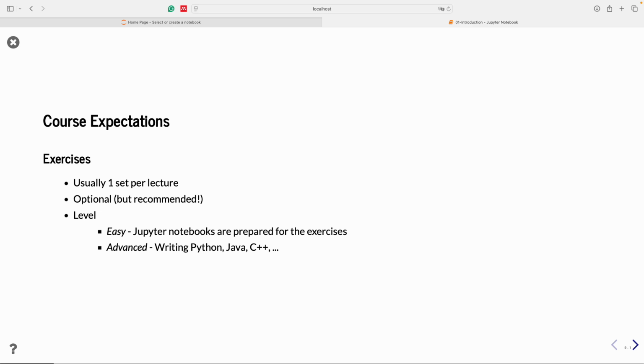And well, the exercises, there is usually one per lecture. They are more focused on the first part. The second part, we spend more time on a project, which I will mention on the next slide. And we are using mainly Jupyter notebooks for the exercises.